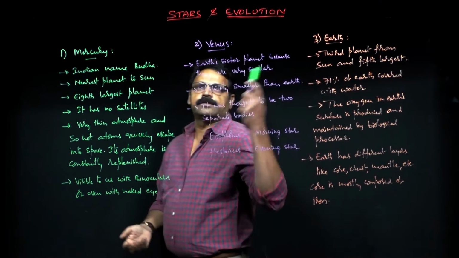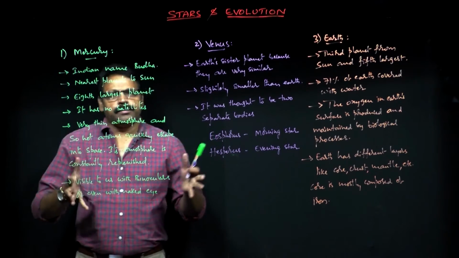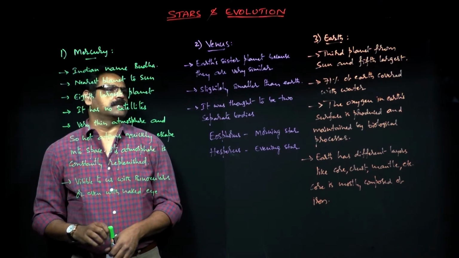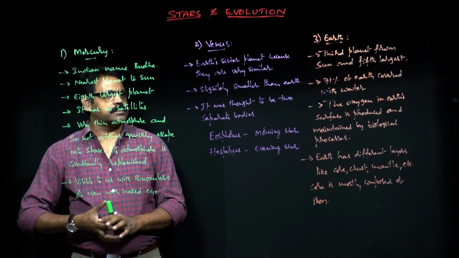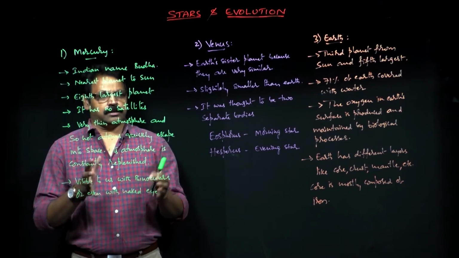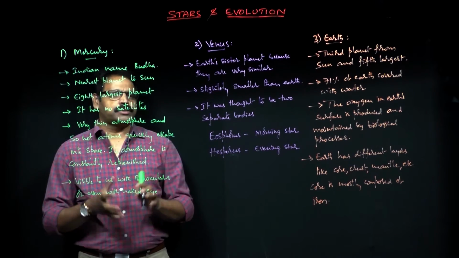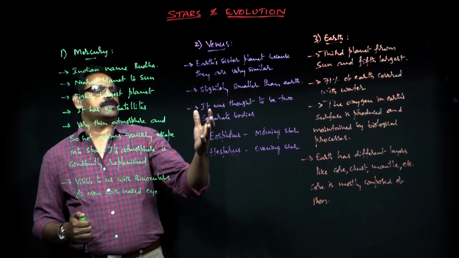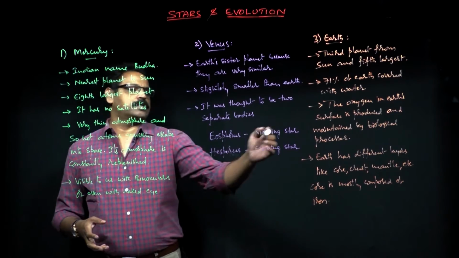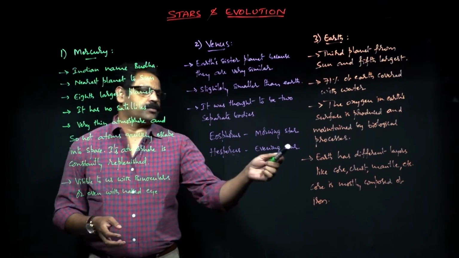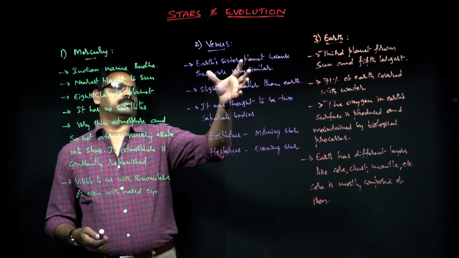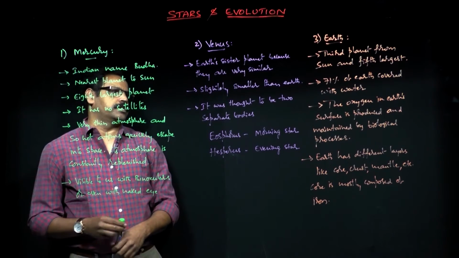Then comes Venus. It is almost similar to the Earth, so it can be called Earth's sister planet, because Earth and Venus are similar, but size-wise it's a little smaller. Venus was supposed to be two separate entities: Eosphorus, called the morning star, and Hesperus, called the evening star. It was supposed to be composed of two different entities. So this is a little information about Venus.